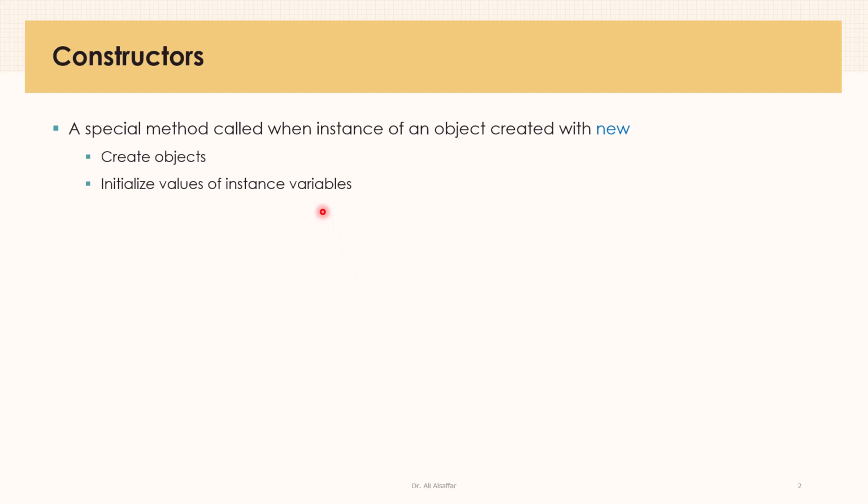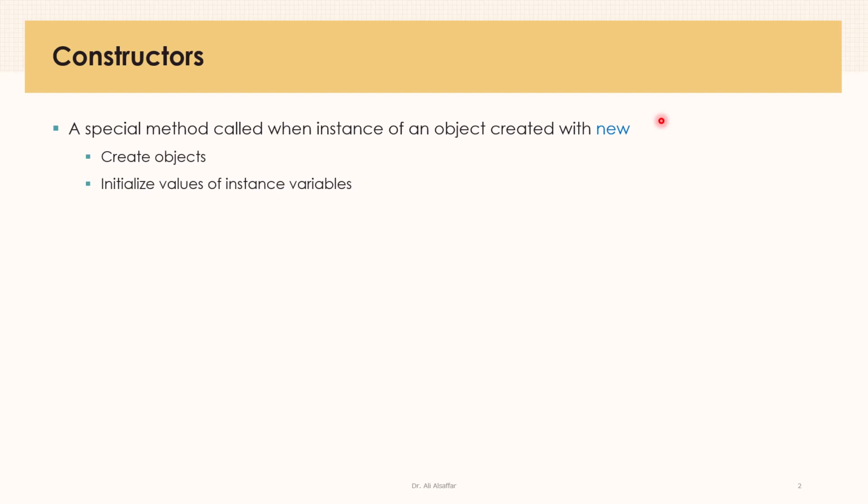Now these constructors are a special method. That means they are not called explicitly by using dot. They are called automatically when you create an object. So the call of this method is what comes after the word new. When you write new, then you write the name of the constructor, and depending on how many constructors you have, you specify the appropriate constructor to initialize your instance variables.